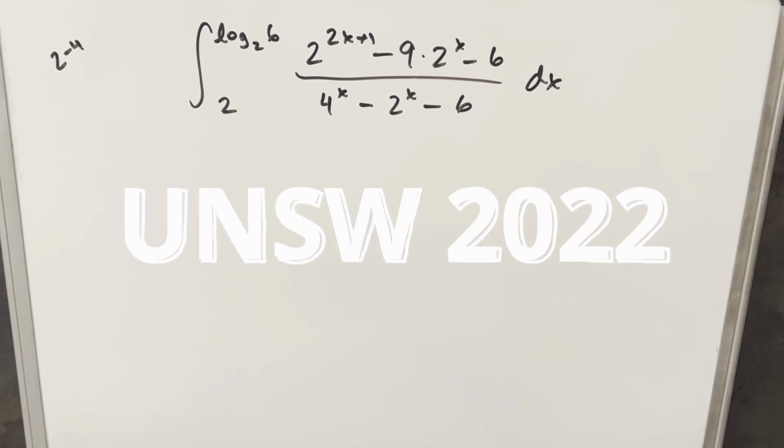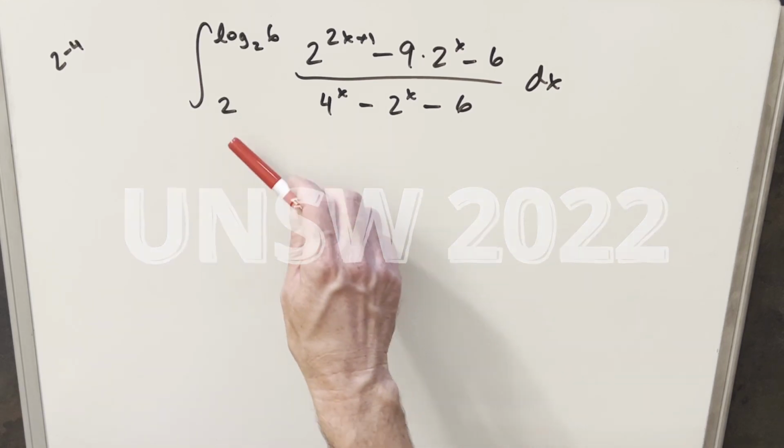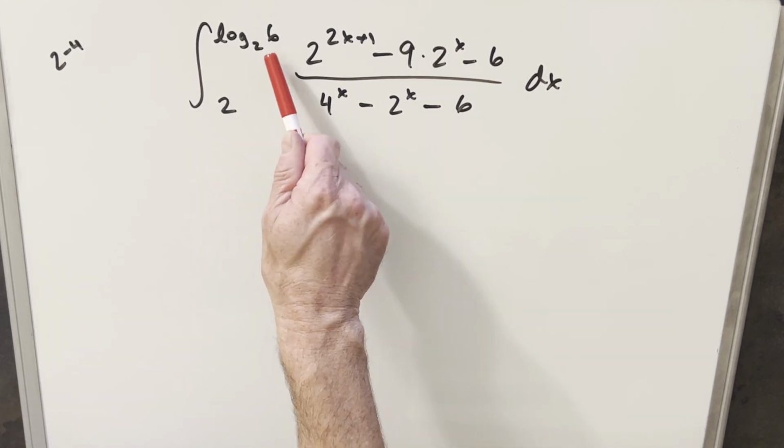Hey, we have here today another integral from the UNSW Integration Bee 2022. This was knockout round 2, problem 4. Okay, we have this integral on the board and we're integrating from 2 to log base 2 of 6.